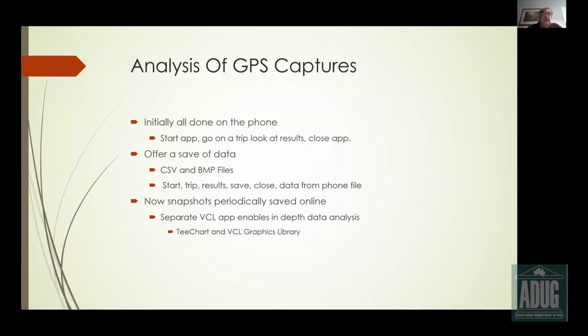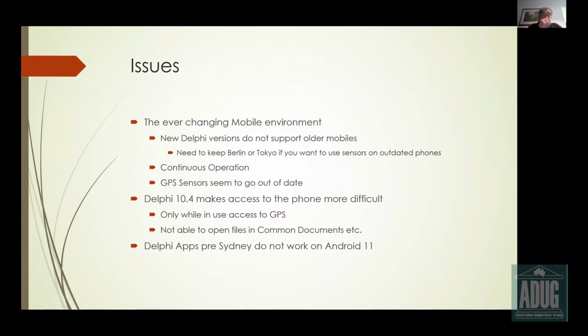so I've really given up on it, but I'm still interested. The issue I'm having is the ever-changing mobile environment. New Delphi versions do not support the older models. So I've got to keep a VM with Berlin in it to keep developing for the old phones, which is what I want to do. As I said, it still has a GPS sensor, which is useful, and it's got accelerometers and cameras and all of that sort of stuff in.